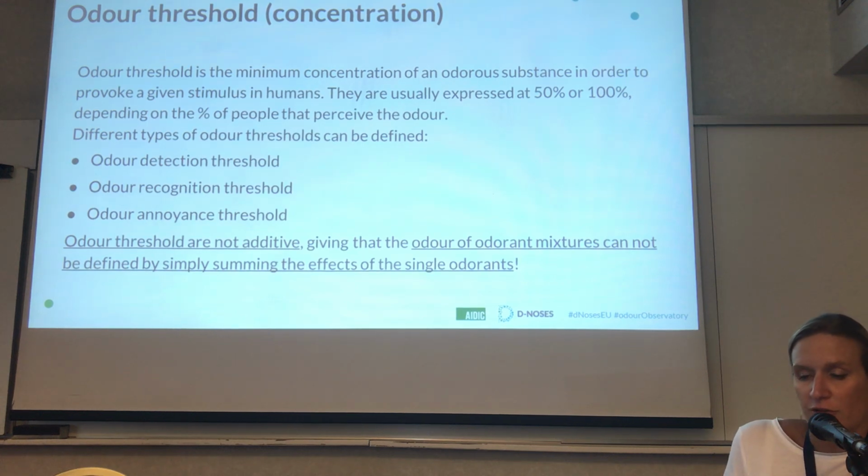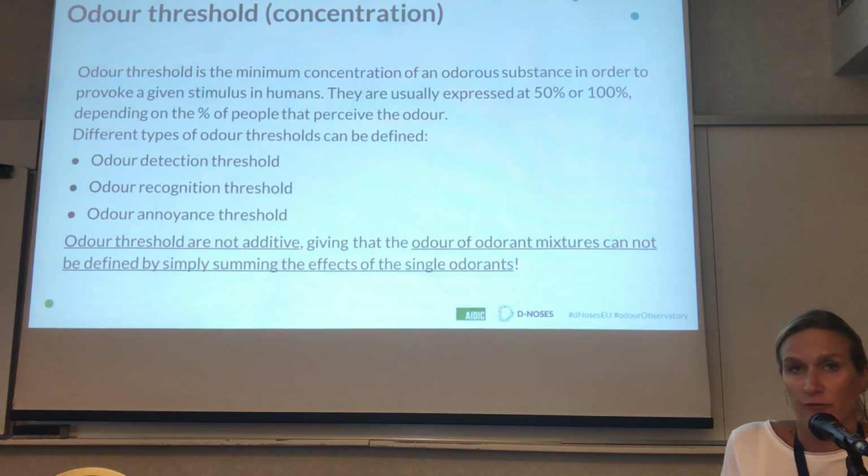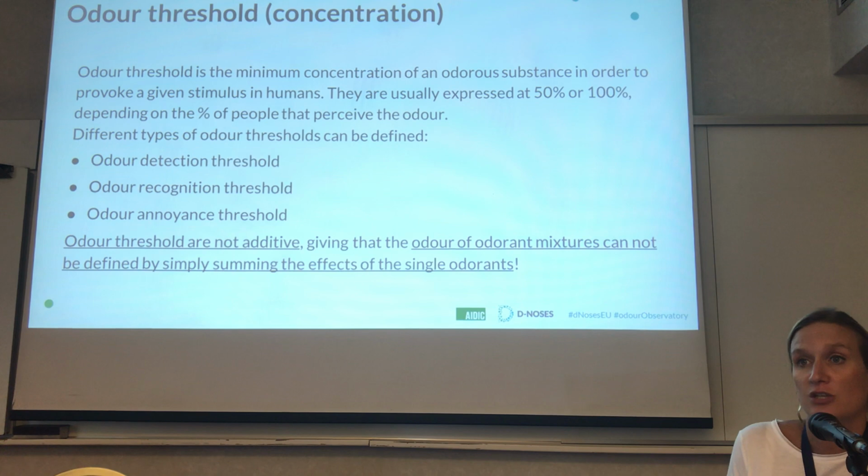And we see briefly what these different components are. What is odor threshold? Odor threshold is the minimum concentration of an odor substance in order to provoke a given stimulus in humans. Odor thresholds are usually expressed at 50% or 100%, depending on the percent of people that perceive the odor. So the odor threshold at 50% is the odor threshold at which 50% of the population are capable of perceiving that odor. Moreover, it is possible to define three different types of odor thresholds.